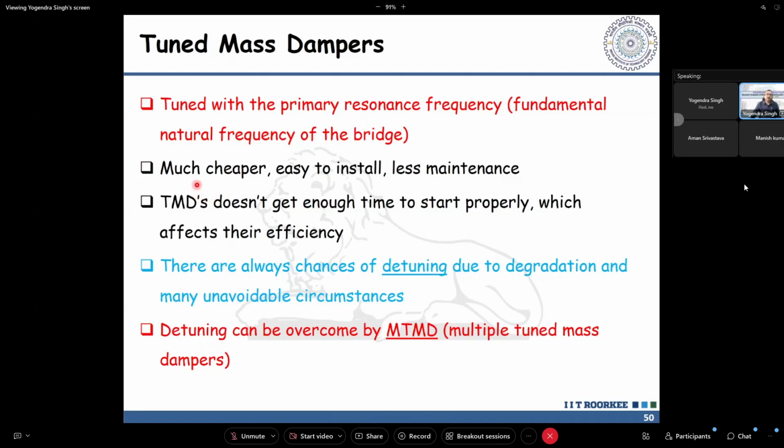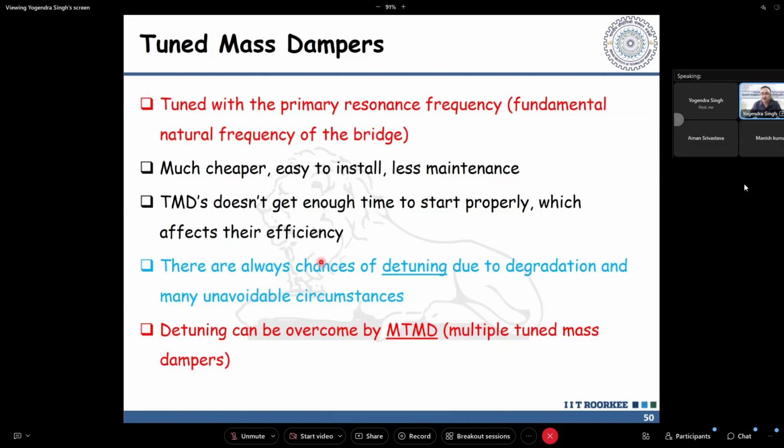And this type of damper consists of only a spring and a mass. A spring of known, controlled stiffness is to be installed along with a mass. So these are much cheaper, and they require much less maintenance also. Then, tuned mass dampers do not get enough time to start, which can affect their efficiency. The vibrations will start, but those will take some time to start. So that is one disadvantage.